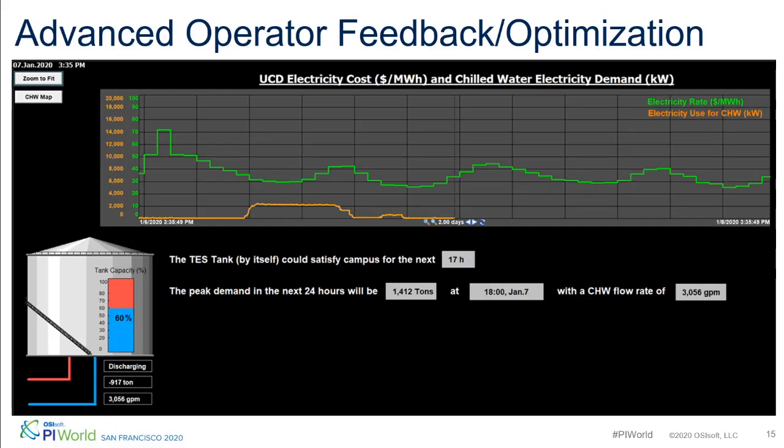Let me see if I can bring this up here. I'm showing a slide right now, the advanced operator feedback slash optimization slide, which is showing the rate. You were just exposing to people what the current rate was and what their activity was in chilled water. Describe that example. So, a little background here.